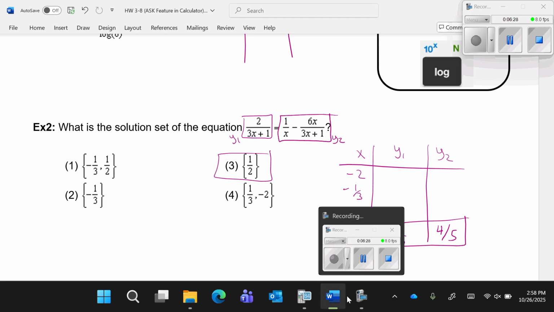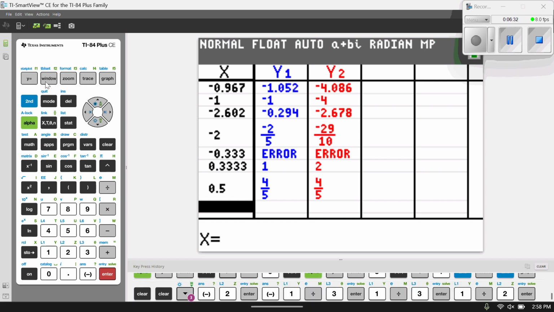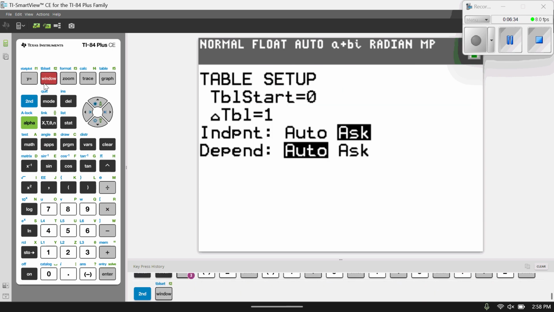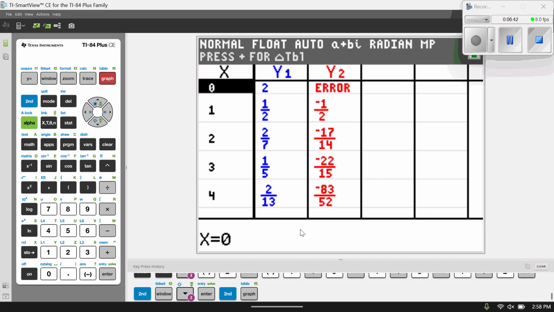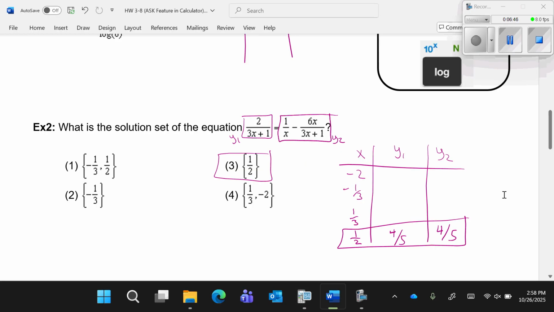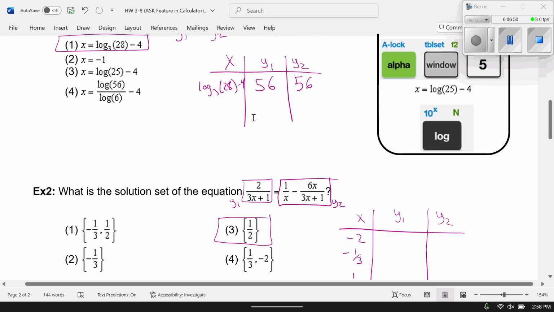Now remember, you can't plug in imaginary numbers, and when you are done, you're going to go back to second window and put your calculator back to auto. Now when you go to your table, you can see your normal table back again. Please don't forget to put it back in auto after you use this feature. Try the next two problems on your own, and show your work by showing the tables that you're looking at.